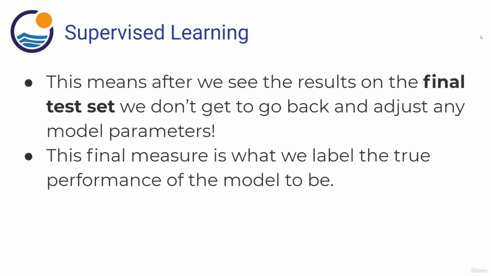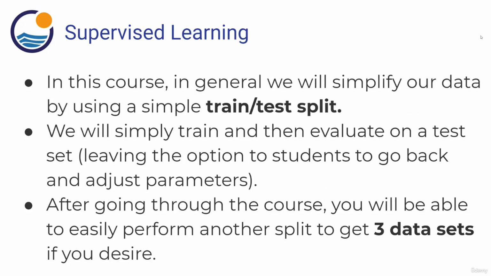So what this means is after we see that result on the final test set, we don't get to go back and adjust any of those model parameters. This final measure is what we label the true performance of the model on unseen data.